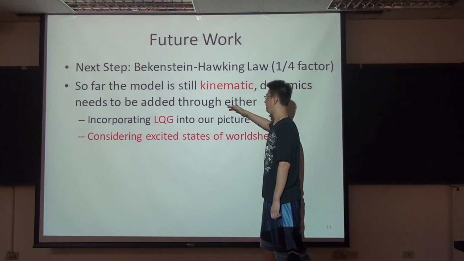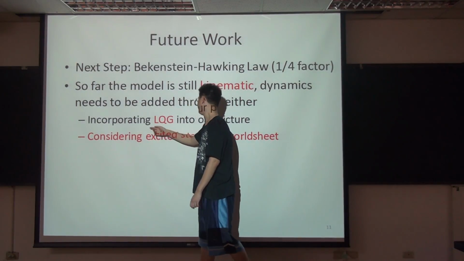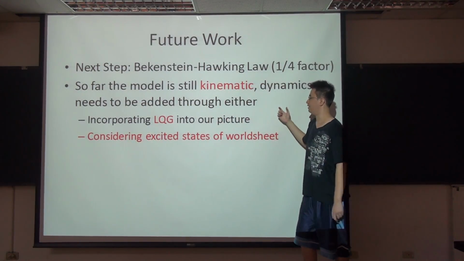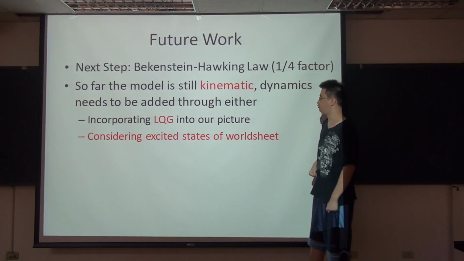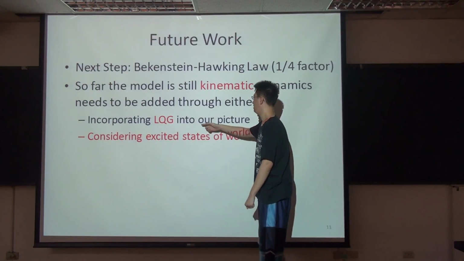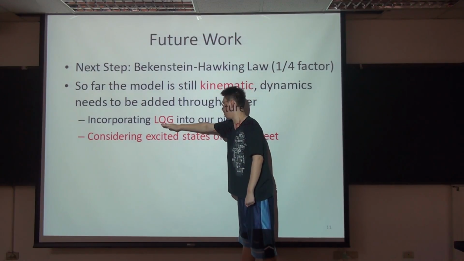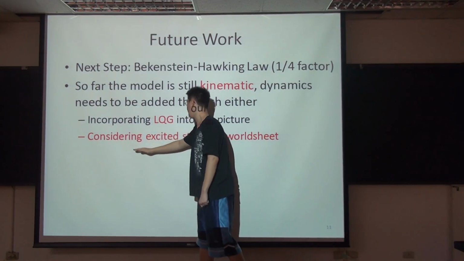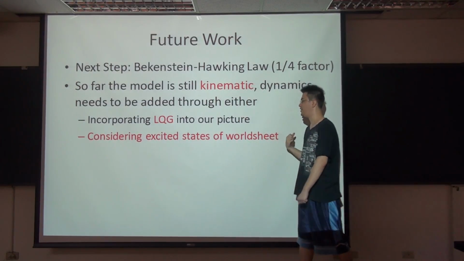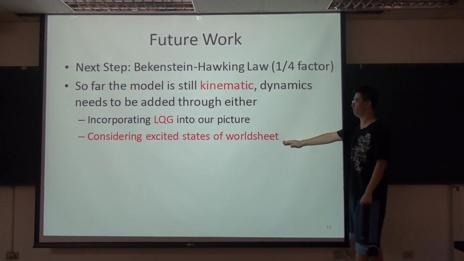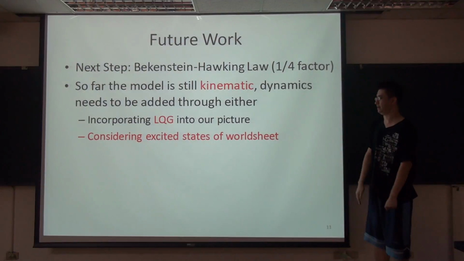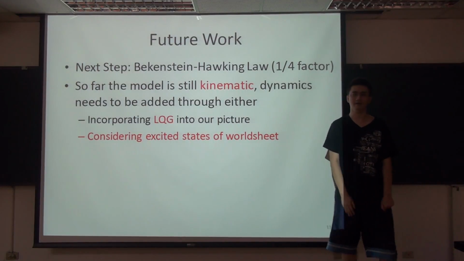We can do it either by incorporating loop gravity into our picture, because our picture is basically constructed on top of Spin(3,1), so we can also put loop gravity into our picture, or by considering the excited states of the worldsheet action. Currently, we only consider the KK0 form, we can consider higher modes, so we can add the gravity side. So this is it.